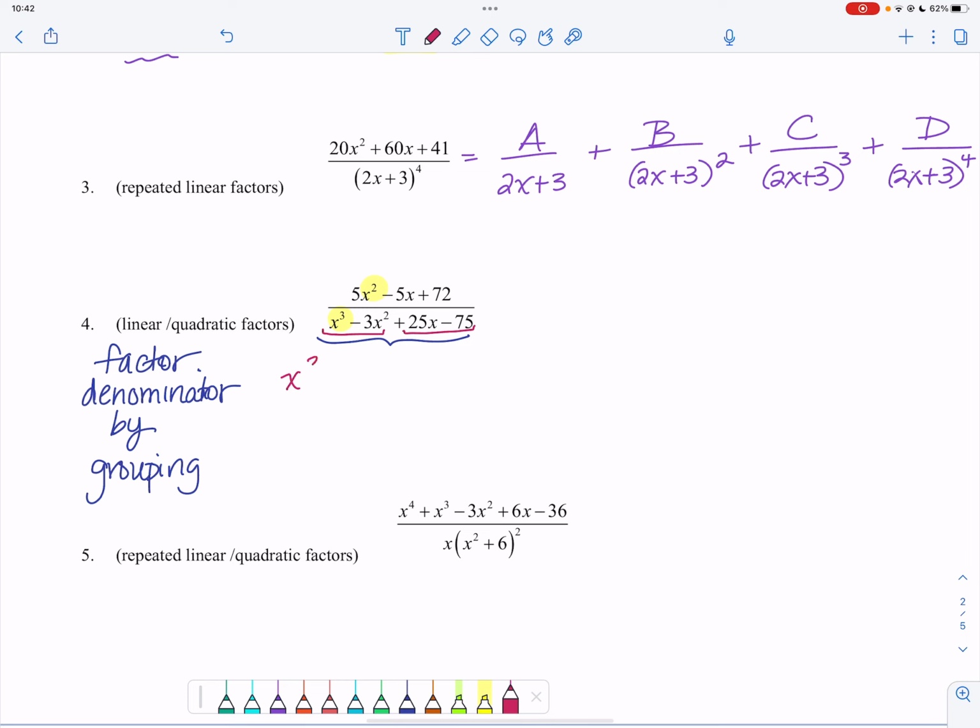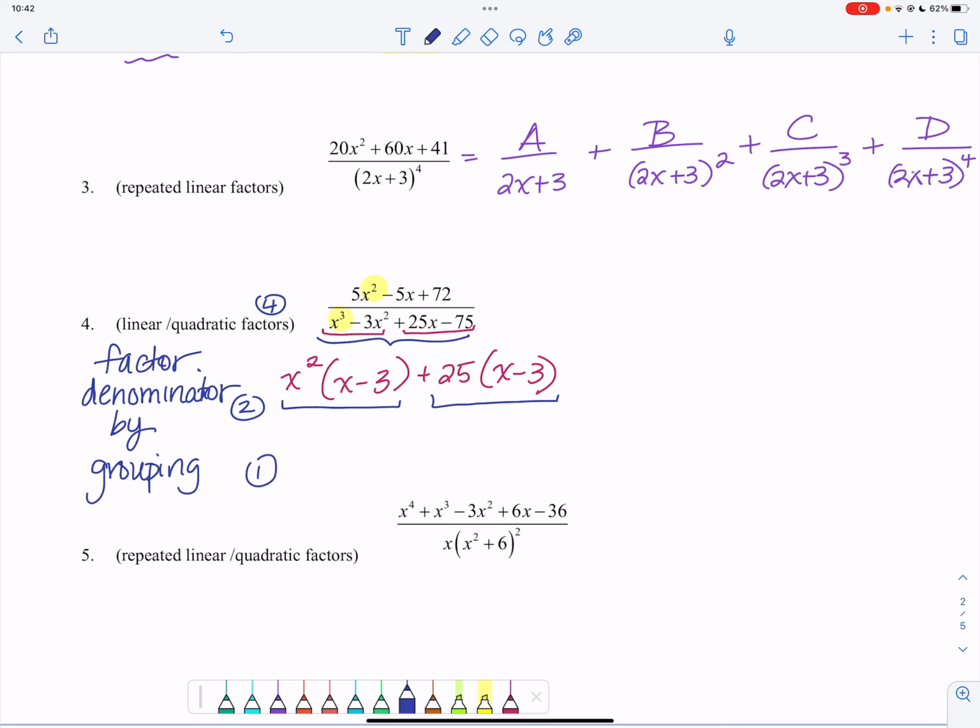So the first two terms have an x squared in common, and when I factor that out of the first two terms, I have an x squared times x minus 3. Okay, and the second two terms have a 25 in common. When I factor 25 out of those second two terms, I have an x minus 3. Now, as you can see, we have a common factor. So we went from 4 terms to 2 terms. So we go from 4 terms to 2 terms to 1 term when we factor by grouping.